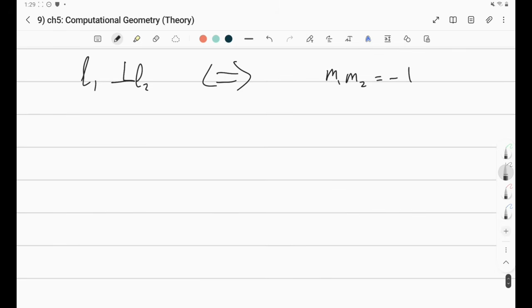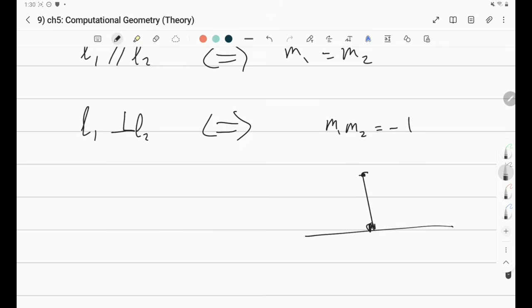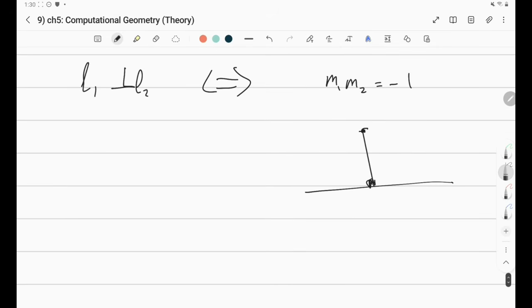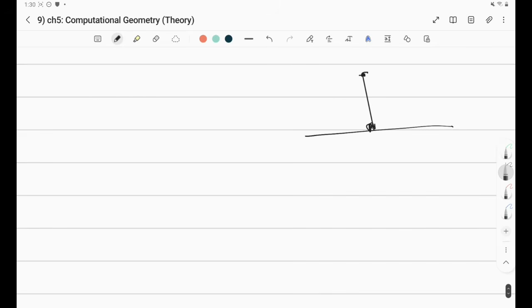Dropping perpendiculars also is easy. If you have a point here and you want to drop a perpendicular, then you can do the same thing, right? You have the equation of this line, you figure out the slope for this, and then you know the slope of the perpendicular, and you know 1 point, so you're done. You can figure out the equation and just find this point. So these are basically the main ideas. Let's see, did we miss anything? Yeah, these are the basic ideas.